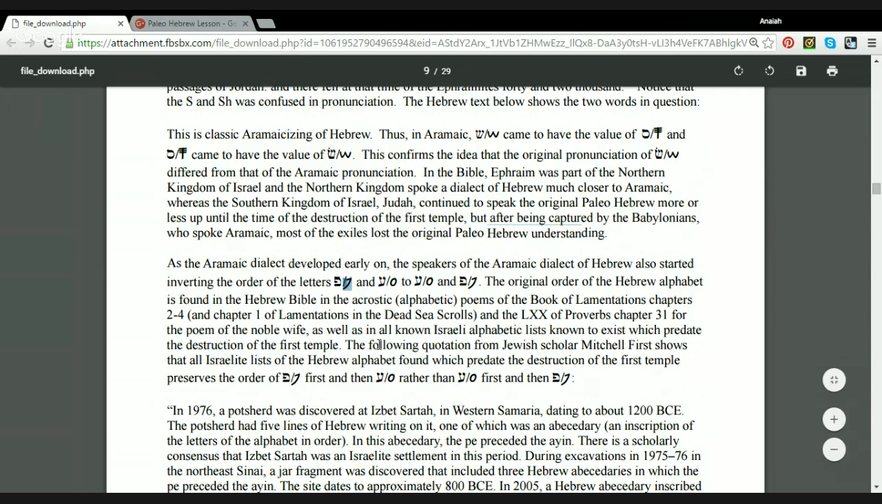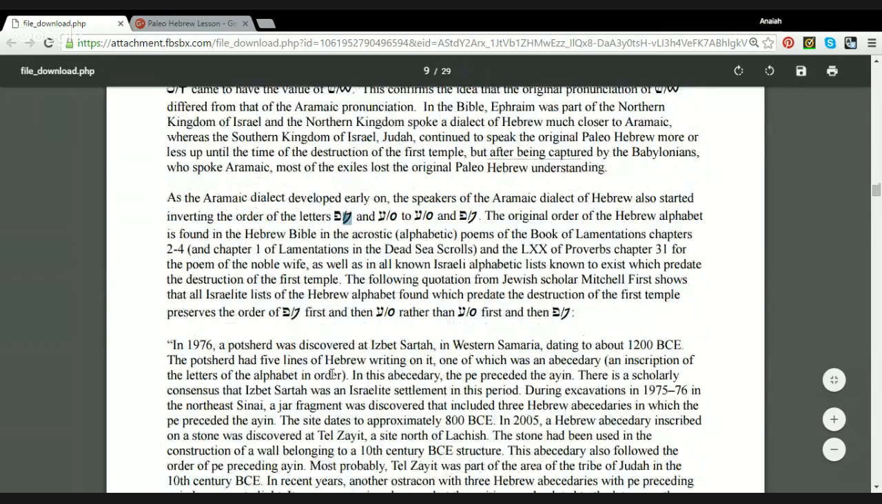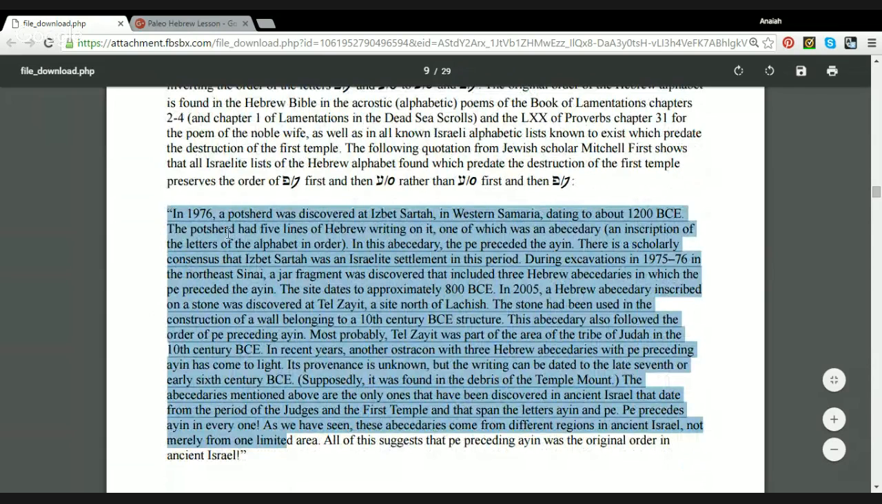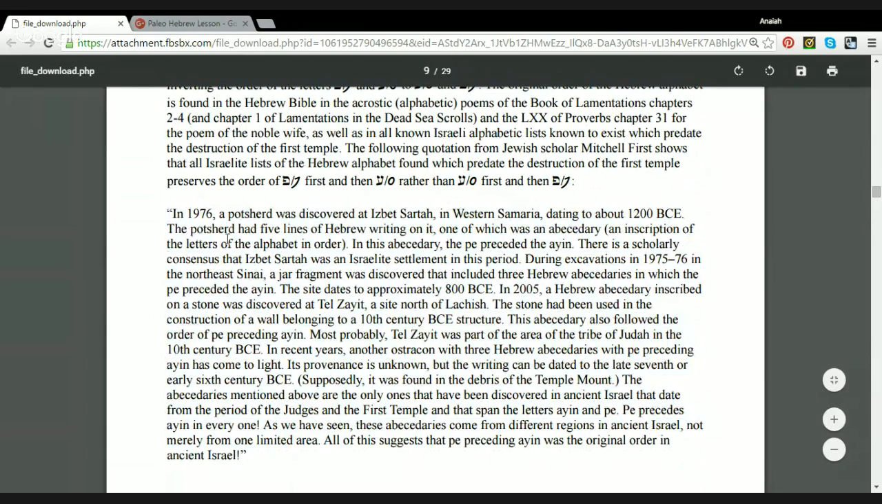So I say the following quotation from Jewish scholar Mitchell First shows that all Israelite lists of the Hebrew alphabet found, which predate the destruction of the first temple, preserve the order of Pei first, and then Ayin, rather than Ayin and then Pei. So I have this quotation right here. It says, in 1976, a potsherd was discovered, with 5 lines of Hebrew writing on it, one of which was an abecedary, an inscription of the letters of the alphabet in order. In this abecedary, the Pei preceded the Ayin.